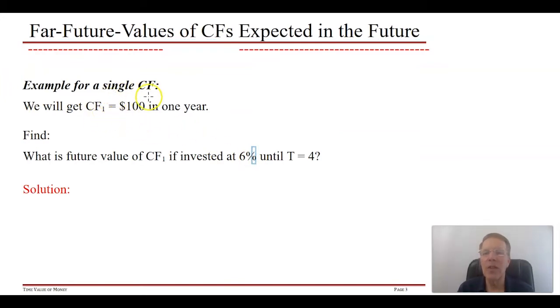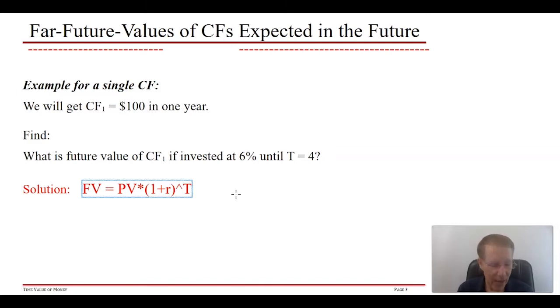So we have a single future cash flow. Let's say we're going to get cash flow 1 of $100 in 1 year, and we're going to put that into a project that gets 6% annual compound interest, and we want to know what's the future value at t equal 4 when that project ends. So how could we do this? We could remember that the future value is equal to the present value times 1 plus r raised to the t. That's the future value present value formula.